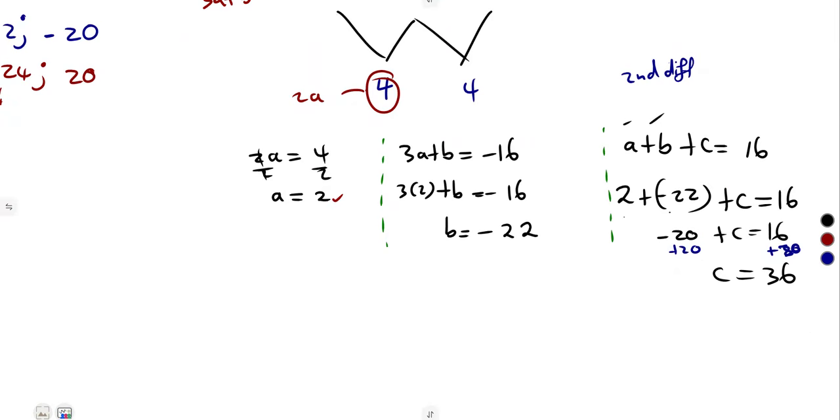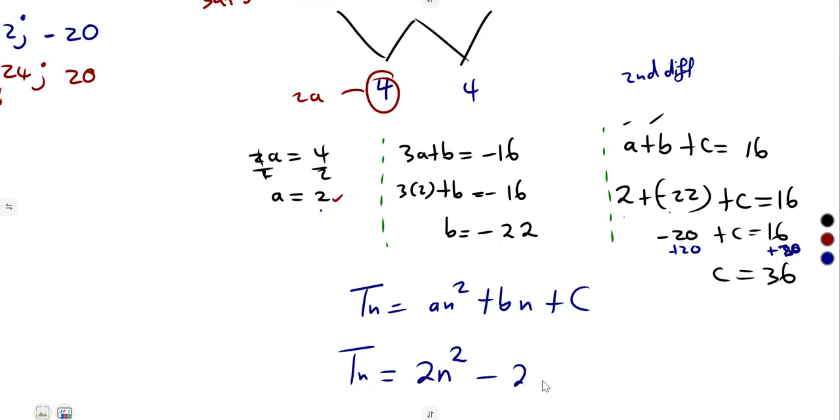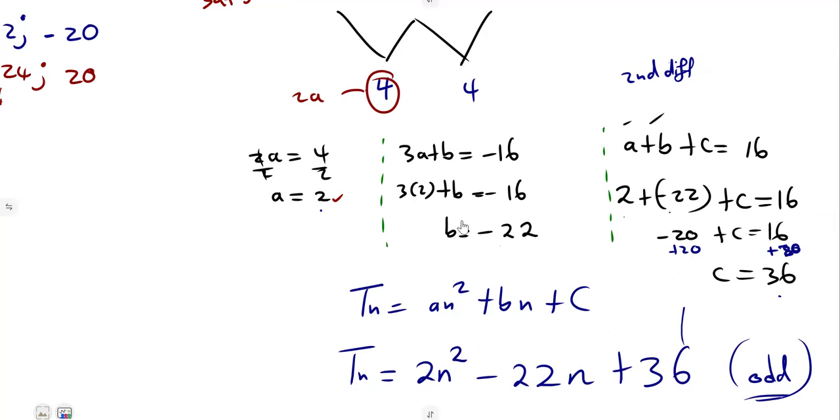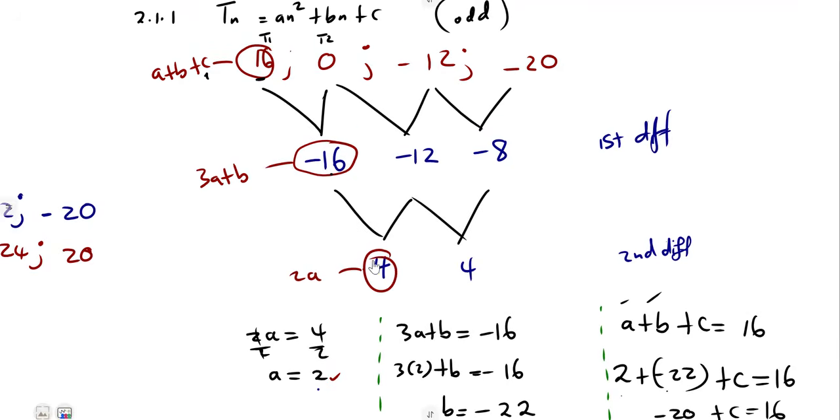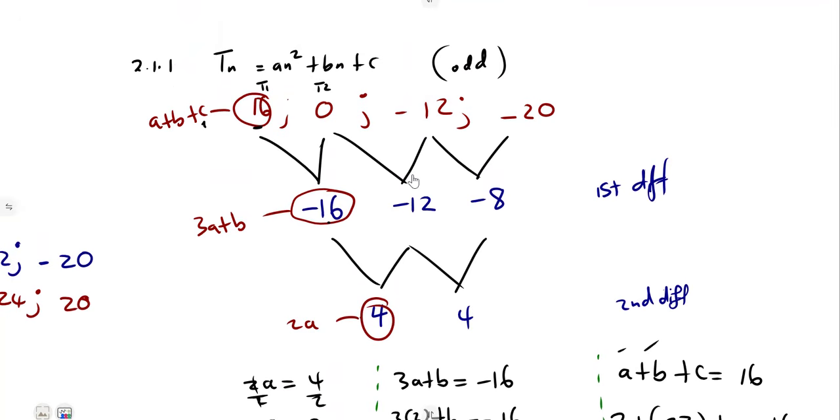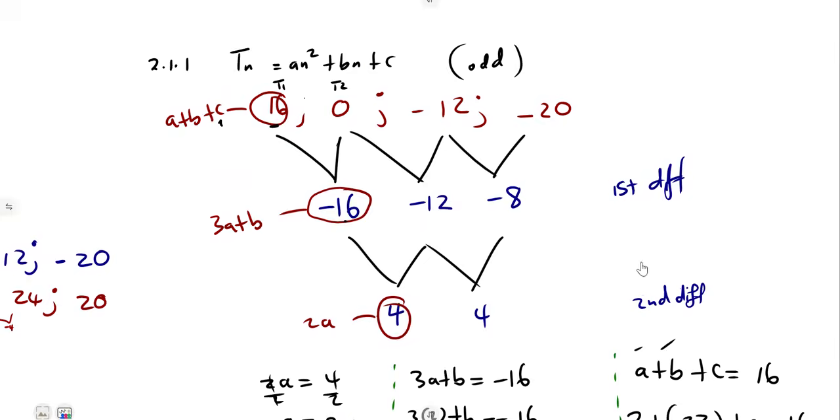So with the values of a, b, and c, our Tn can be determined. All right, so let us quickly substitute what we are given. Our a, that is 2, n squared. Our b, negative 22, n, plus our c, which is 36. So this is our Tn, which is from the odd terms. Remember, this quadratic is from odd terms.